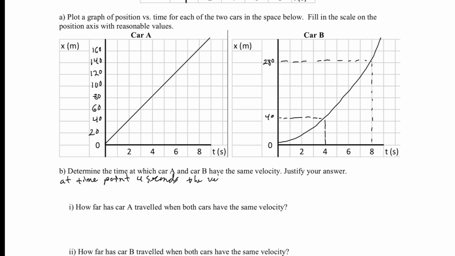Determine the time at which car A and car B have the same velocity. Justify your answer. And it's at the time point 4 seconds. The velocity versus time graph shows car A and car B at the exact same velocity value. So we're going to get that directly from the graph above.